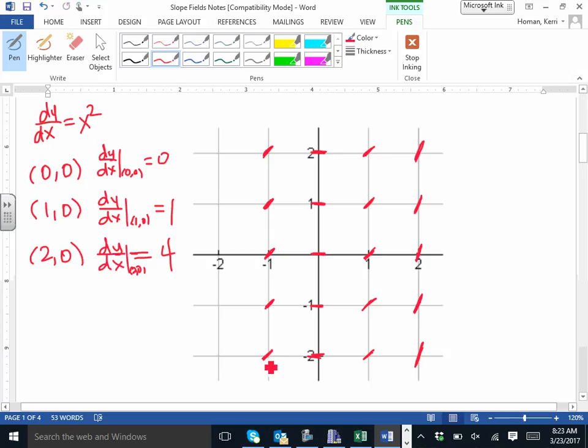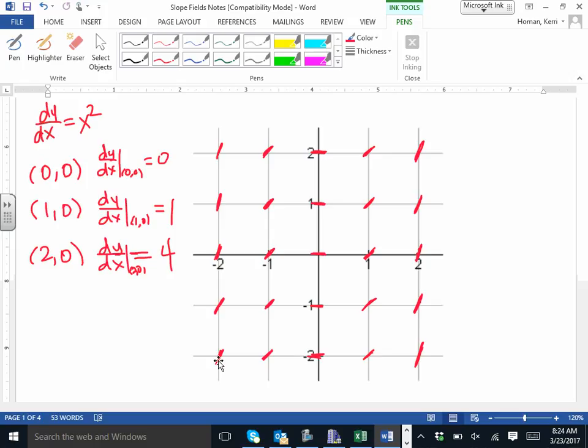Okay? Anytime x is negative 2, since there's not a y here, what's the slope going to be? The slope's going to be 4. Okay? Here's our slope field. Okay, it's a graphical representation of a solution to a differential equation.